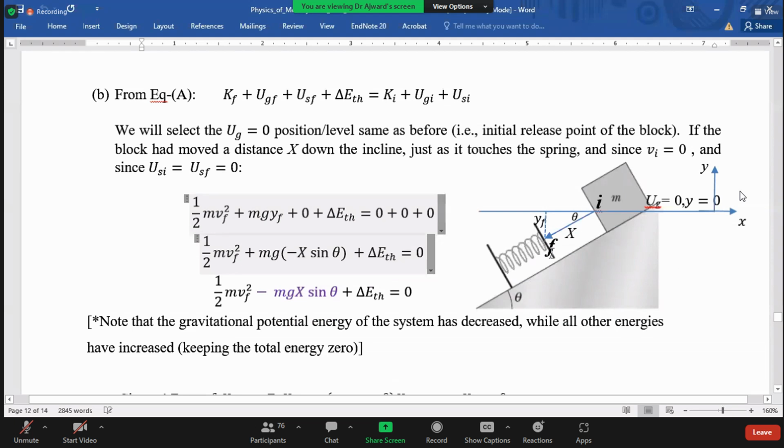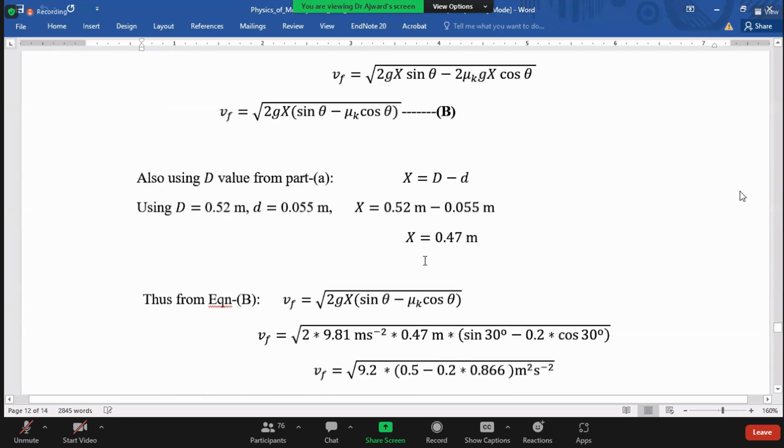It is asking for the speed instead of the distance, but the distance x you can calculate, because now you found the total distance it traveled, and you know the amount that the spring got compressed. So you can just find what x is: this capital D minus simple d. Ultimately the x you can find.